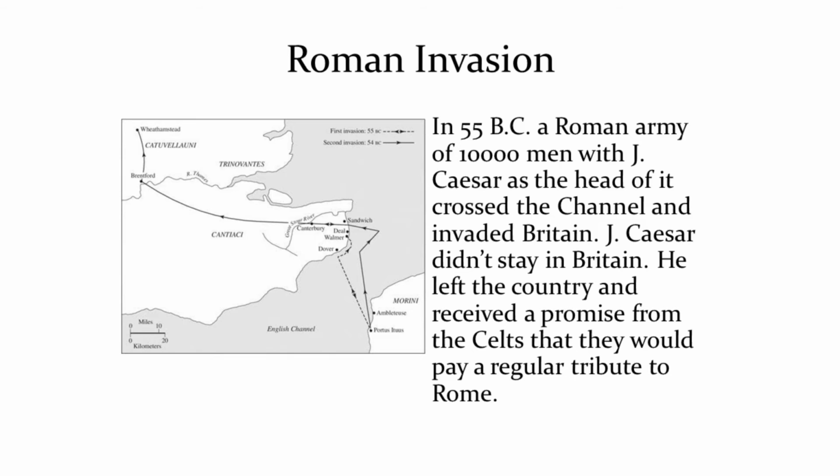In 55 before Christ, a Roman army of 10,000 men, with Julius Caesar at the head of it, crossed the Channel and invaded Britain. Julius Caesar didn't stay in Britain, he left the country and received a promise from the Celts that they would pay a regular tribute to Rome.